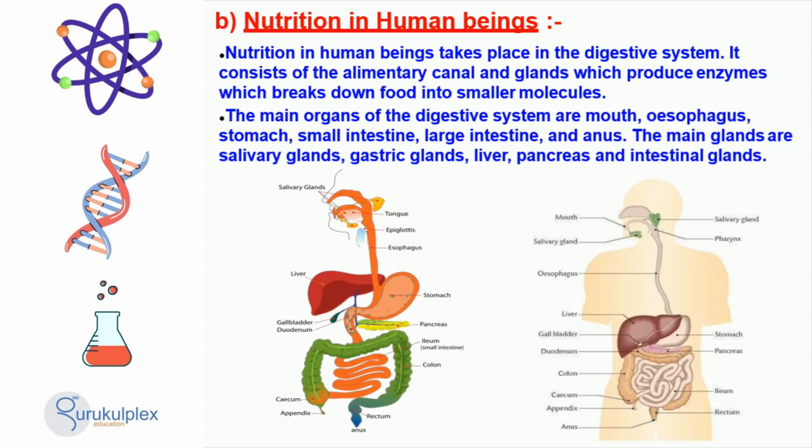Multiple organs and glands make up the digestive system, including the mouth, esophagus, stomach, small intestine, large intestine and anus, along with the salivary glands, gastric glands, the liver, pancreas and intestinal glands. All of these come together to digest food and provide the human body with the nutrition it needs.